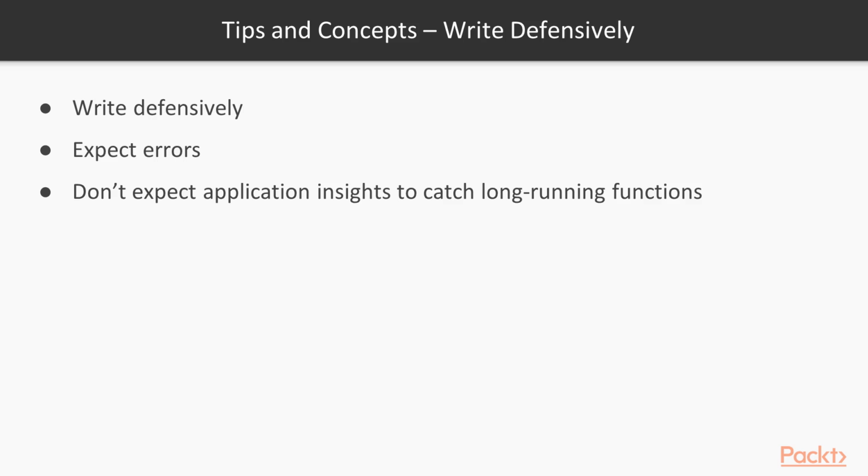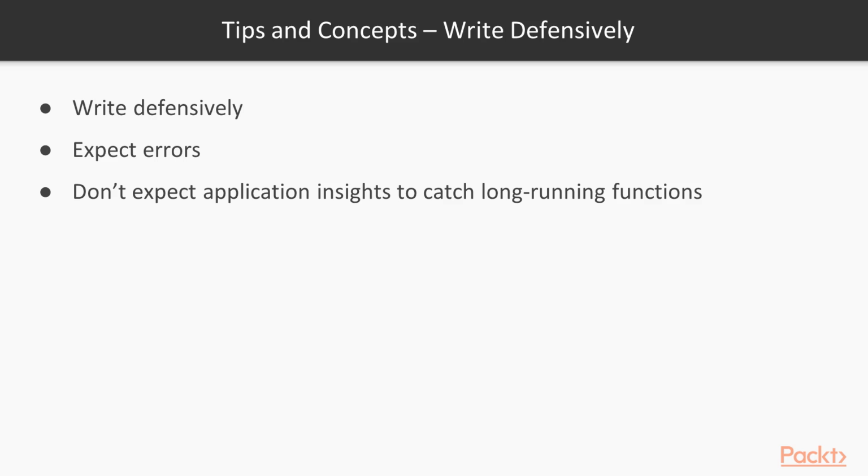The first of these concepts is to write defensively. By this, I mean we want to expect that people will not use your function as you intended it. They're going to submit things with the wrong headers. They're going to submit things using the wrong parameters. And you just want to take that into account when you're doing your coding.